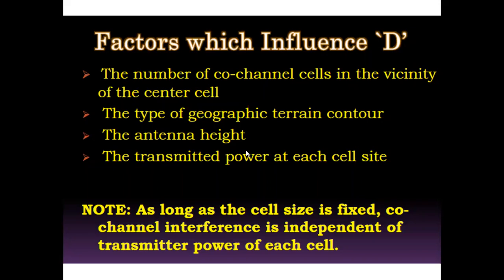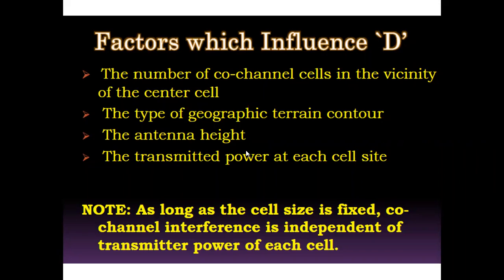Now, we know that reusing means we are using the identical frequency channel in different cells. If I am using 100 megahertz in one cell, in the second cell also I am using the same 100 megahertz frequency. So frequency reuse is actually an identical frequency channel used in different cells. This concept is limited by the co-channel interference between the cells, as I have already told you.